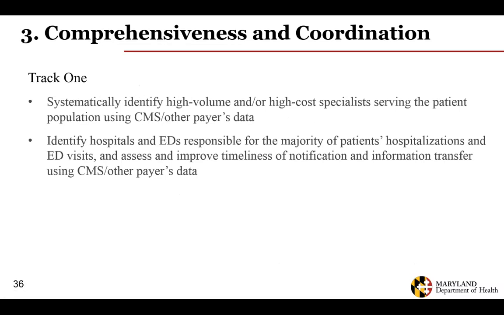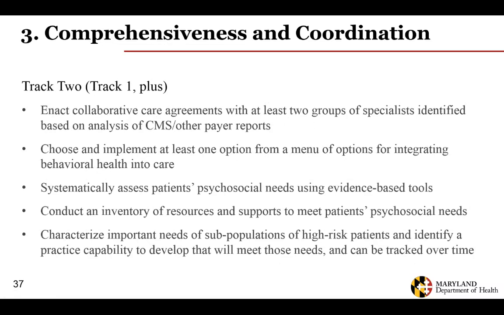So Track 2 is actually enacting collaborative care arrangements with at least specialists. These do have to be like formal arrangements. Choose and implement one option in a menu of options for behavioral health. Assessing the patient's psychosocial needs.